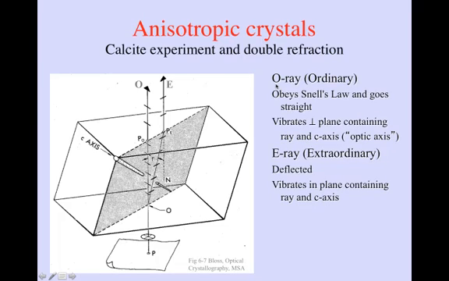The ordinary ray, that's denoted by an omega, travels straight through the crystal, and it vibrates in a plane that contains the c-axis, or the optic axis of the mineral. The c-axis is generally the long axis of the mineral. And the extraordinary ray, denoted by an epsilon, is the ray that's deflected, and that is the slower ray of the two. And it vibrates in a plane that contains the other ray and the c-axis.